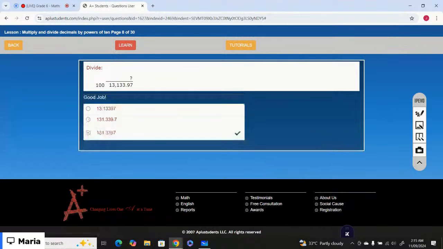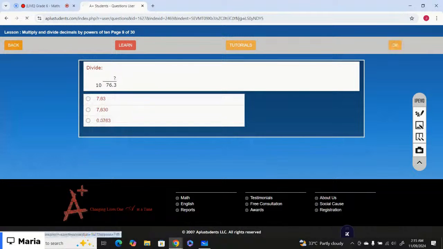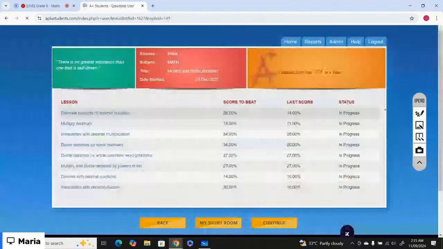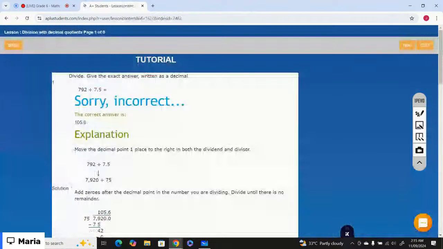Okay, you can complete the lesson by yourself later today. Let me just move on to the next lesson, option 3 it is. And the next lesson is division with decimal quotients. So let's just start with the lesson. We need to learn how we write the decimal quotients.